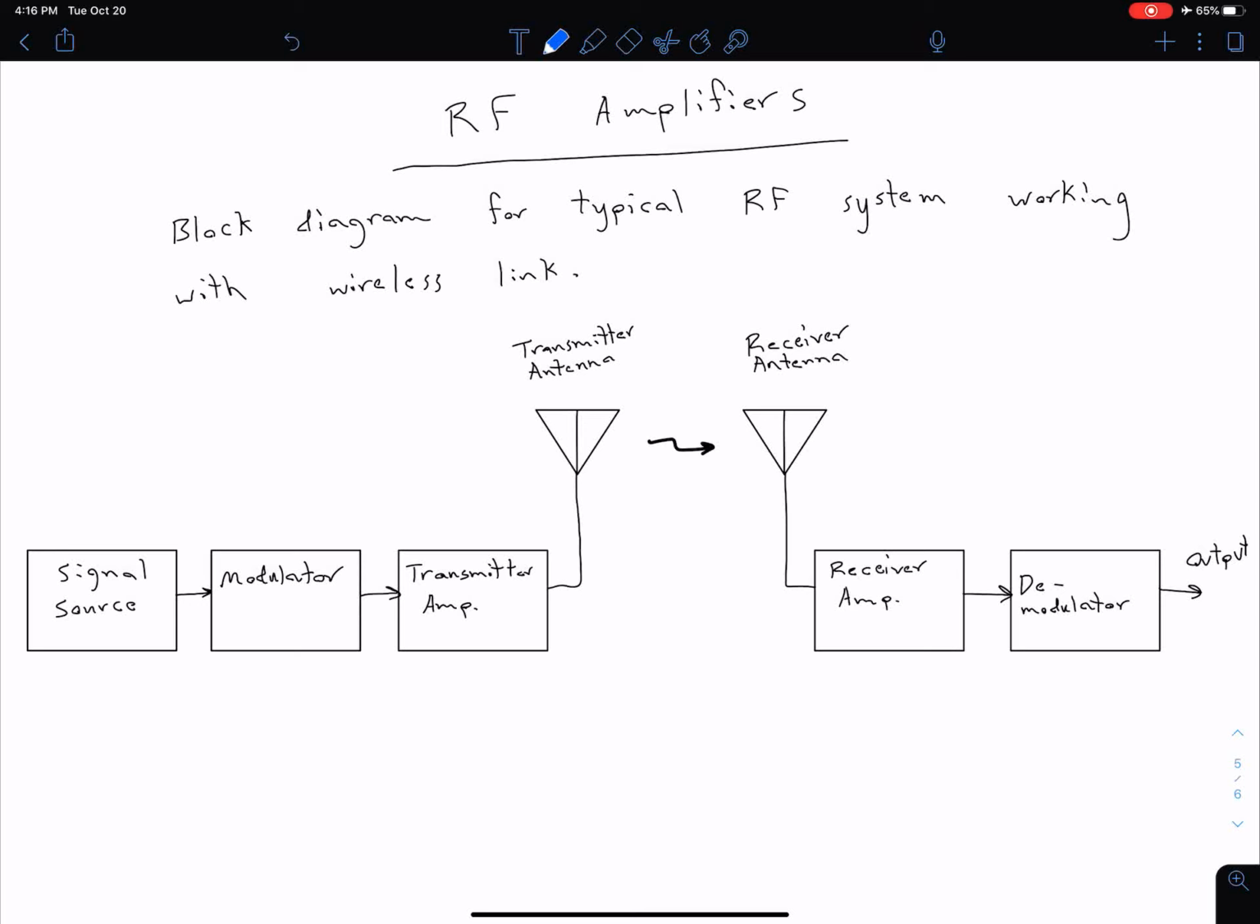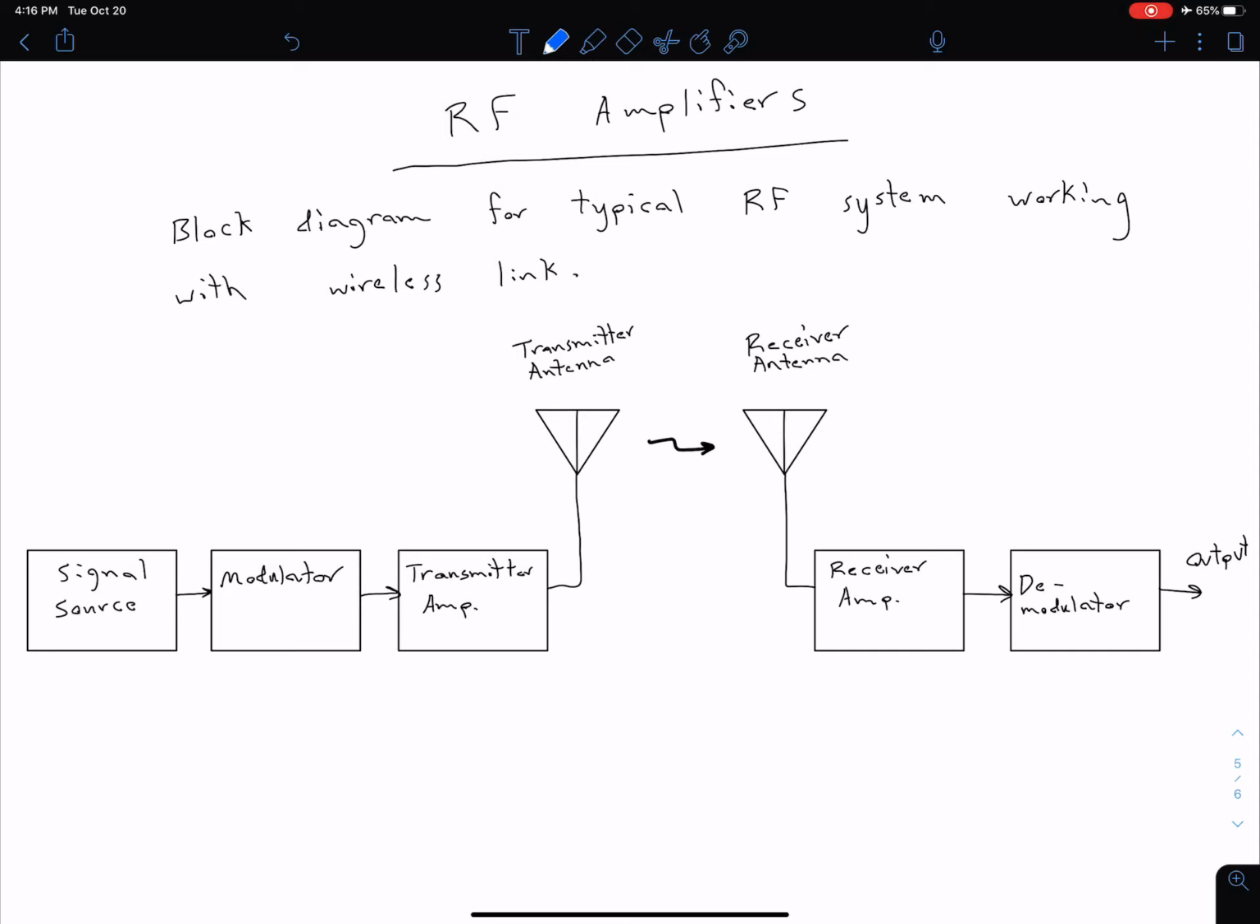So let's move on now to RF amplifiers. In order to talk about RF amplifiers, we're going to use this block diagram of an RF system that has a wireless link between receiving and transmitting sides. In the coming videos, we're going to focus on various parts of this block diagram.